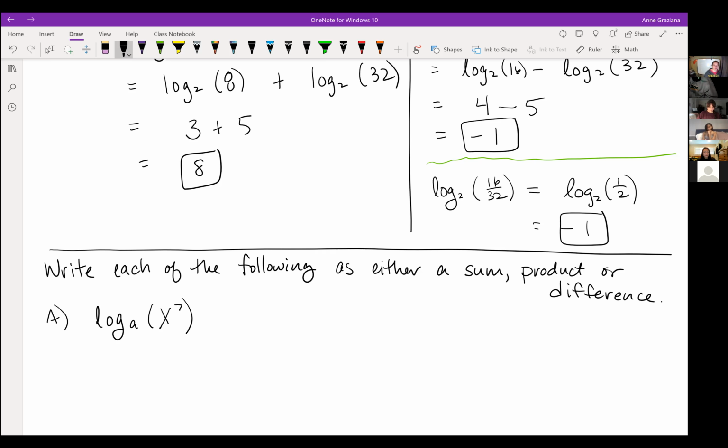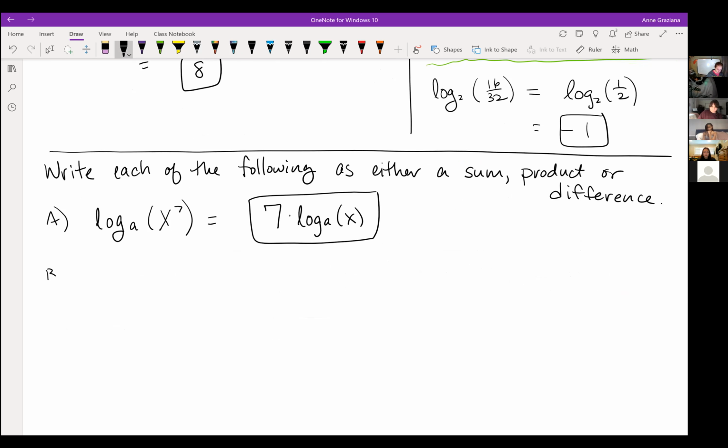Okay, so this is a power. I have a power on my input, so I can bring it down and do 7 times log base A of x. Okay, so I've written it as a product. So this is just practicing using these properties. That's all we're doing here.